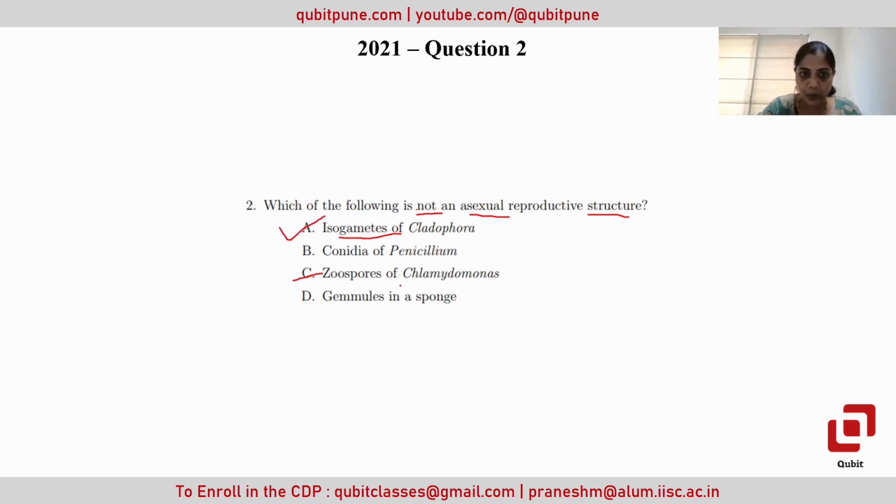The other options, the conidia of Penicillium, the zoospores of Chlamydomonas, and gemmules of sponge, are all kinds of asexual reproduction. These are the structures associated with asexual reproduction. At least conceptual understanding will help you select the option. So for this question, option A is the correct one.